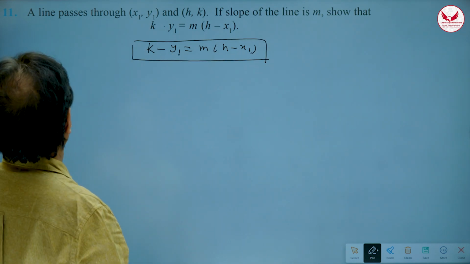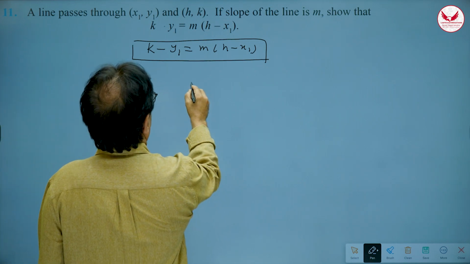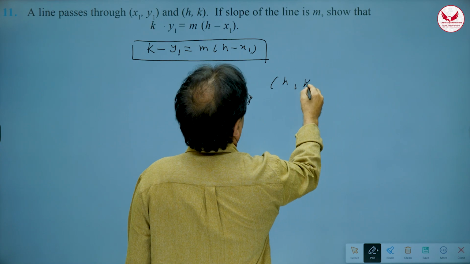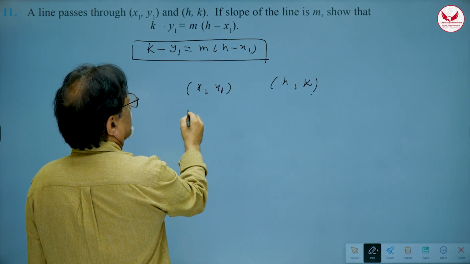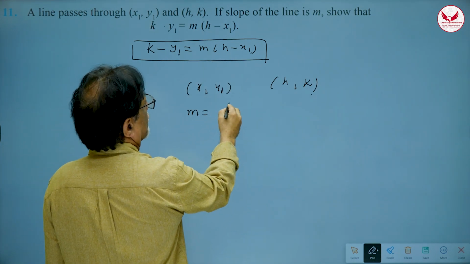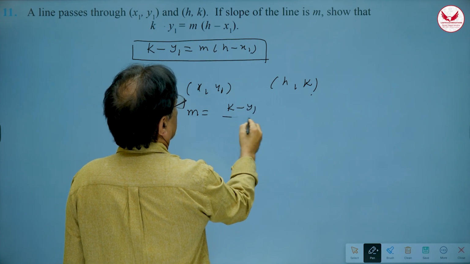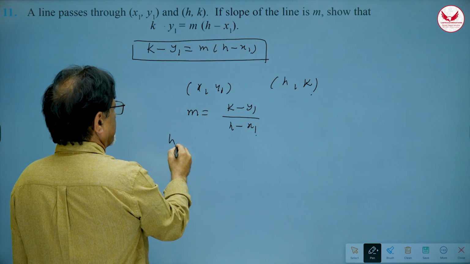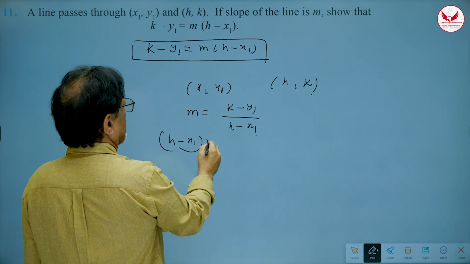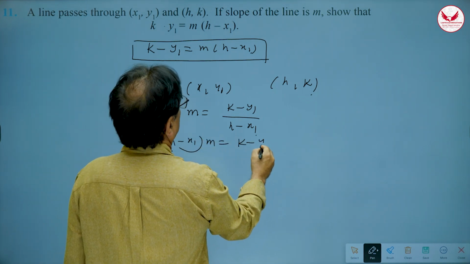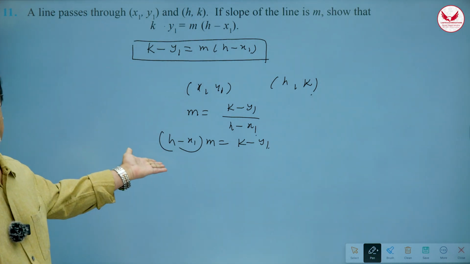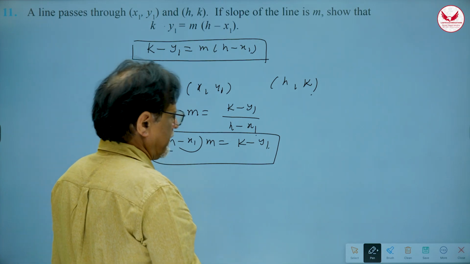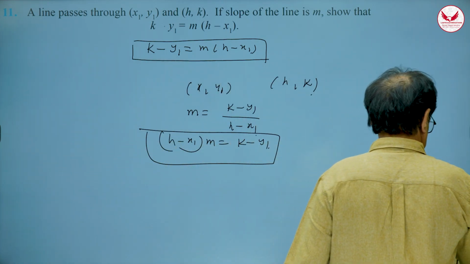And the problem is very simple. A line is passing through which points? (x1, y1), right? And the point is what? (h, k), right? So therefore, slope m is always equal to what? (k minus y1) upon (h minus x1). So if you transfer this to this side, it will be (h minus x1) into m is equal to k minus y1. That is precisely the equation which is given here. So therefore, this is how the problem can be solved. Very, very simple problem.